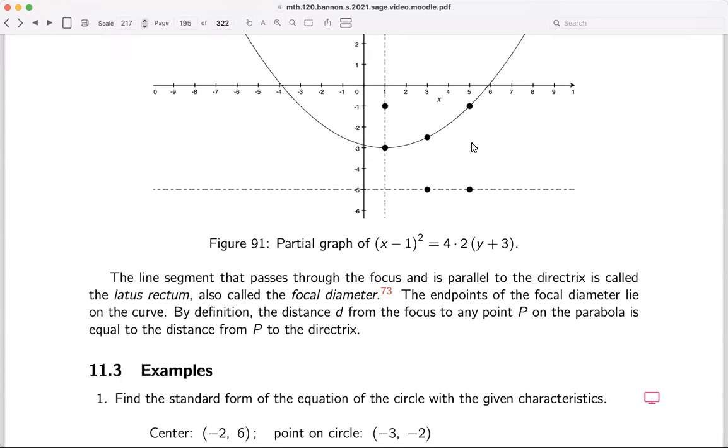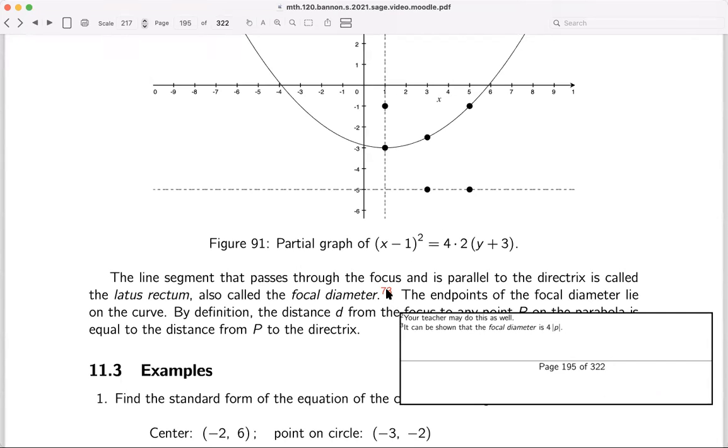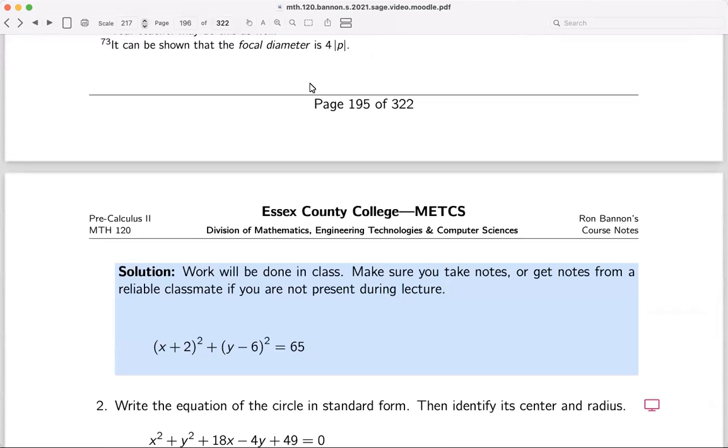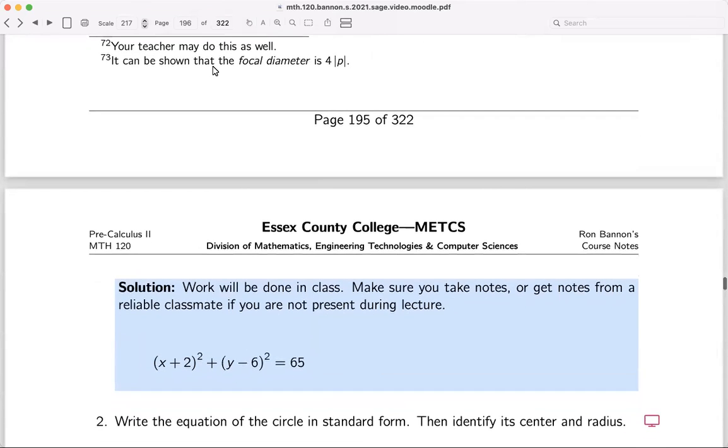So let's say, I realize for some students, that's just way too many words, and comprehending it might be difficult as well. There is a footnote over here I want to point out. You can click on these things, it'll bring you right to the footnote. And what does it say? It can be shown that the focal diameter is actually 4 times the absolute value of P.